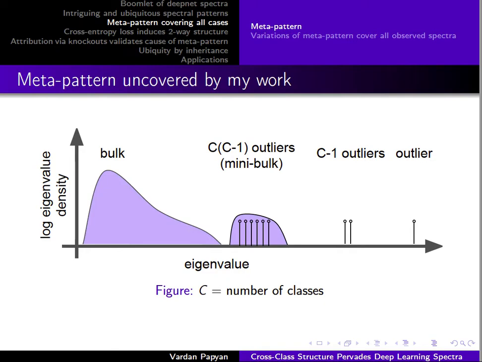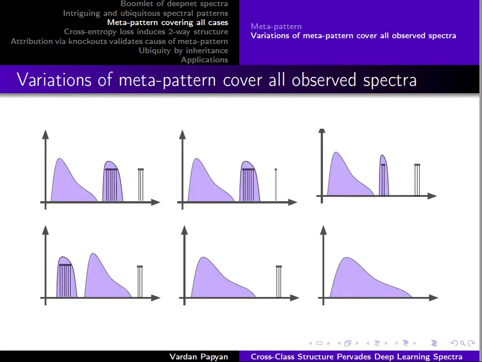You could think of different variations of this meta pattern that are simple to understand. Imagine that some of the outliers could be engulfed by the bulk. And so instead of C minus 1 outliers, you might see C minus 3 outliers. And you could see that the different patterns are ordered in different fashions. The mini bulk could be on the left of the main bulk, and so on. All of these different variations cover all the different measurements that were observed in the literature.